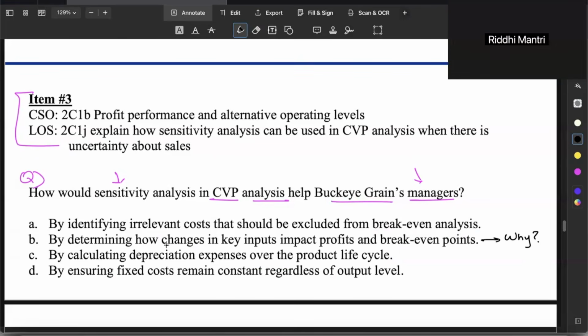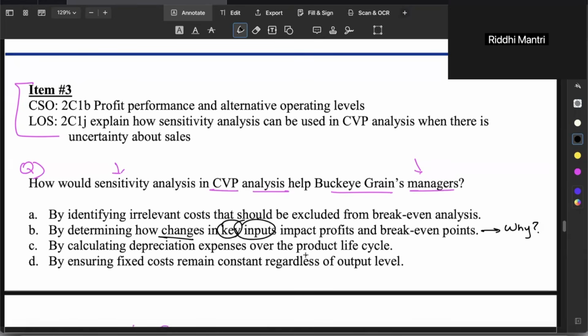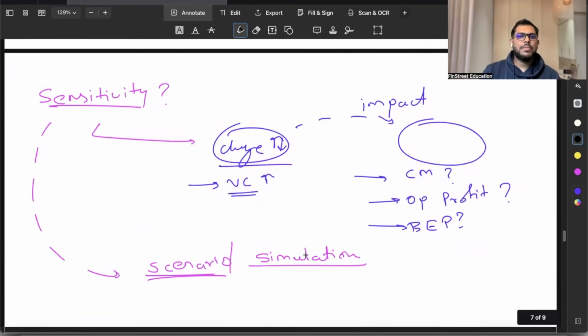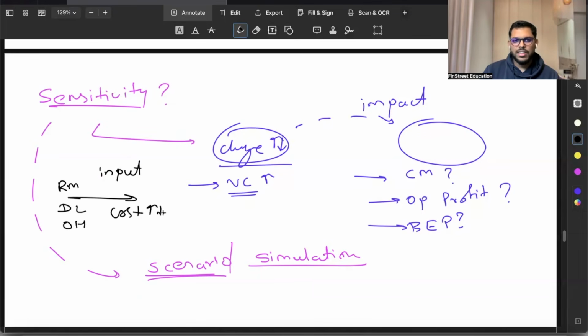As they are saying that by changing key inputs, if they change any input in the production process, what will be the impact on the profit? Because as sensitivity analysis states, when you change one variable, what is the impact on your profits? So that's why B is correct. Correct. You are going in the right direction. It's the same thing that we just discussed. When we say input being changed, input क्या है? Production input क्या होता है? Let's say raw material is your input, direct labor is your input, any overhead costs are your input. So your cost changing and its impact on different metrics is nothing but sensitivity.